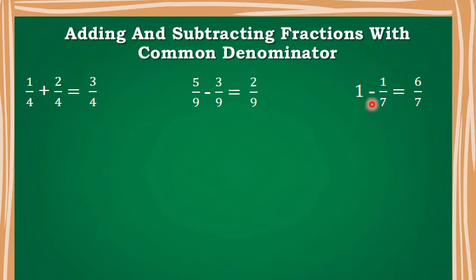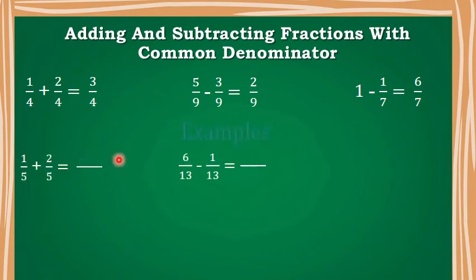How? Can I cancel 1 and put 7 over 7? Yes. But why do I choose 7 over 7? Because this denominator is 7. So I cancel it and it will be 7 over 7. So I have a common denominator, and I can make subtraction. 7 minus 1 will be 6. So the answer will be 6 over 7.